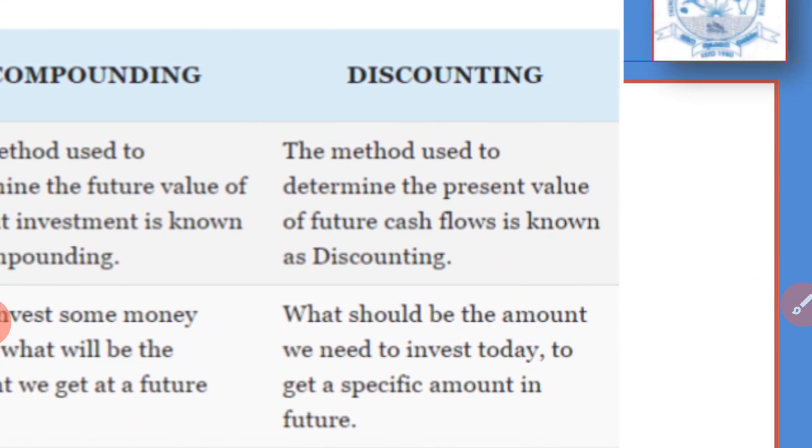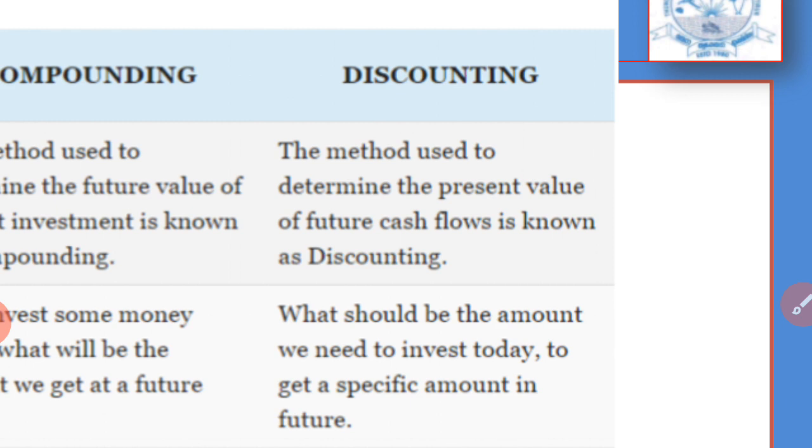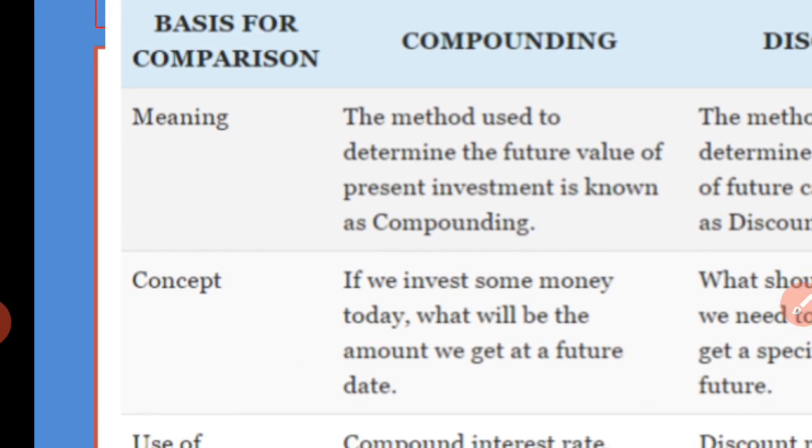Discounting is the opposite case. It is the method used to determine the present value of future cash flow. For example, we are receiving rupees 50,000 after 10 years. Here we will calculate what is the amount to be invested today to get that 50,000 after 10 years.